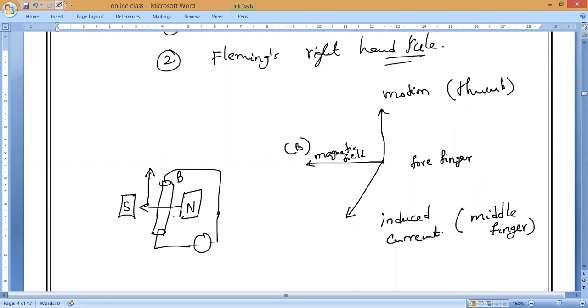So if you imagine this is B and this is A, then either the current will pass from B to A or from A to B. So some direction it will take place, based upon the upwards or downwards movement. So that is what you have to remember.